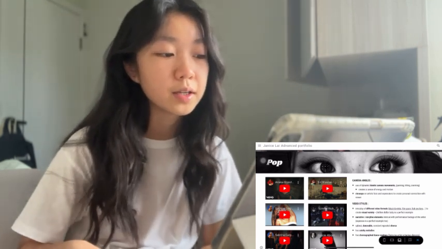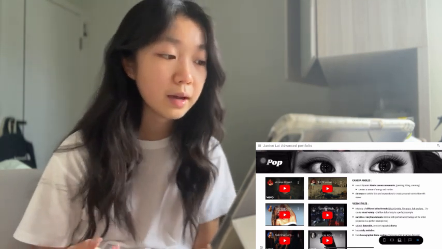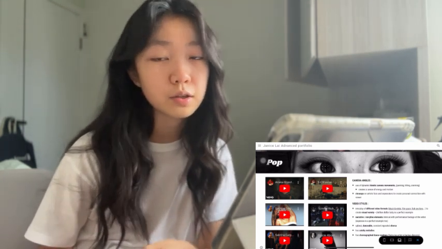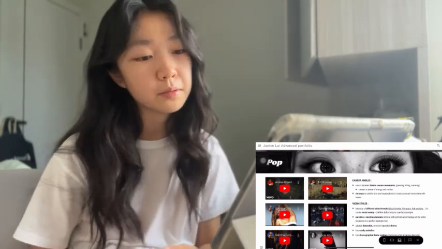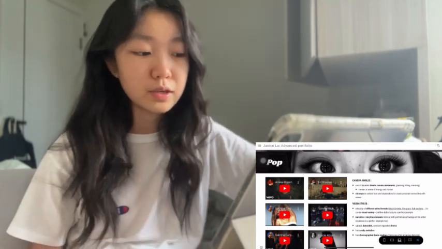So for pop, I talked about how they have dynamic camera movements. They're always moving around. It's not very still, like panning, tilting, or zooming in. This could allow the MV to create a sense of energy and motion. So I just talked about how these music videos have similar characteristics since they're all pop MVs.